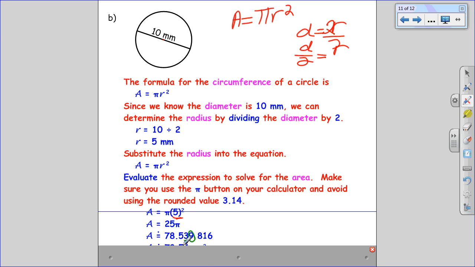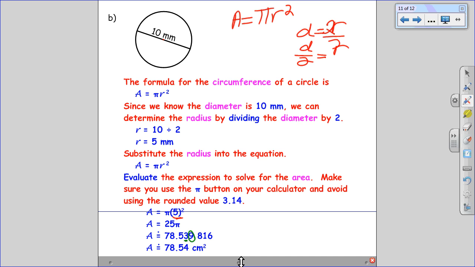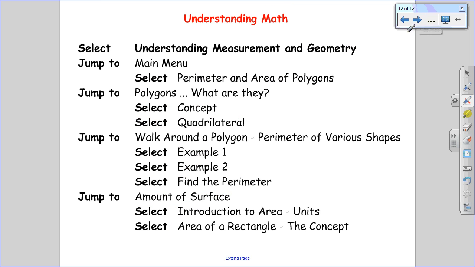And notice I've got a dot above my equal sign because I've got all these rounded numbers. And the number pi continues on forever. I'm rounding to the nearest hundredth. So I've underlined my 3 in my hundredths column. I circle my 9. 9 is bigger than 5, so I need to round up. And again, I need to include centimeters squared as my unit.